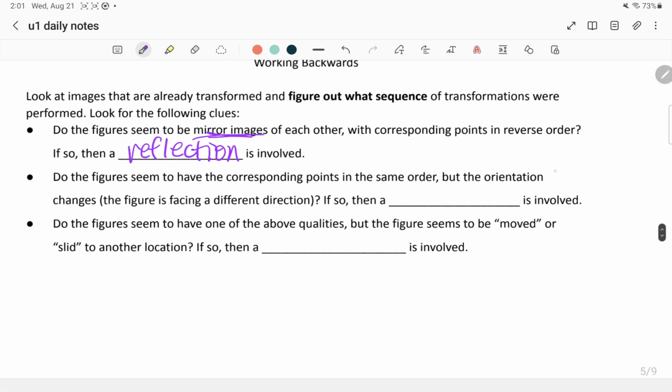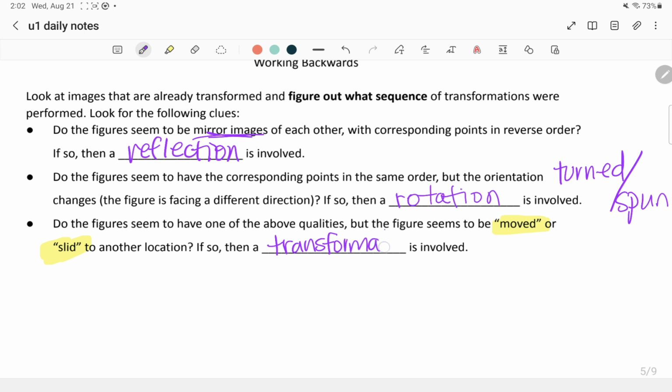This is a bunch of words for it's been turned or spun. If you're looking at it and you think it looks like it's been turned around, then it's a rotation. And lastly, if it looks like it's just been moved or slid, or it's not quite in the right spot and you need to shift it over, then that is a translation.